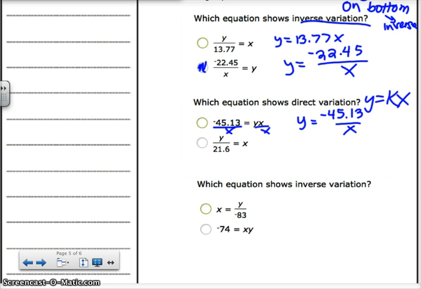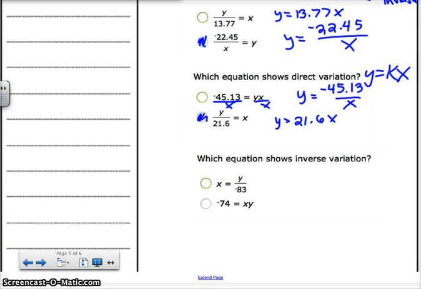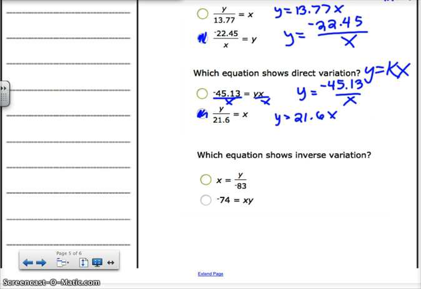Here, y is still not alone. Y equals 21.6x. That's direct. The x and the constant are sitting next to each other. Which equation shows inverse? That means x is on the bottom. That's what I'm looking for. X on the bottom when y is alone.